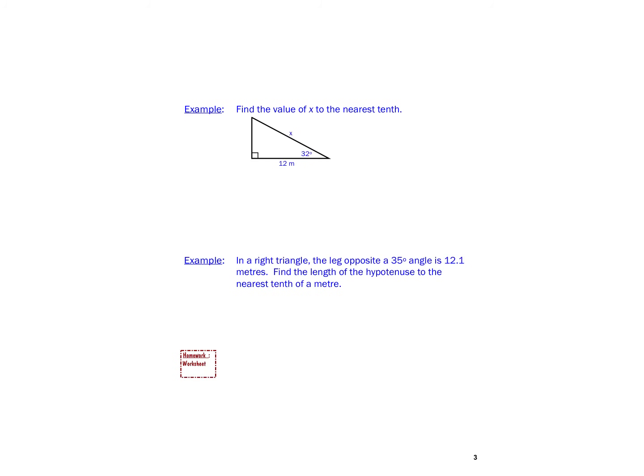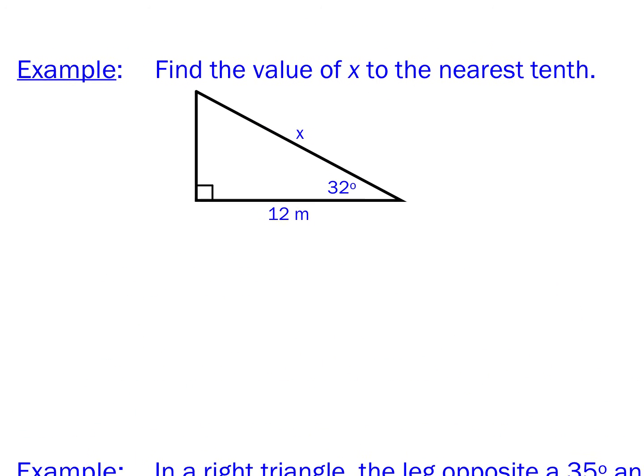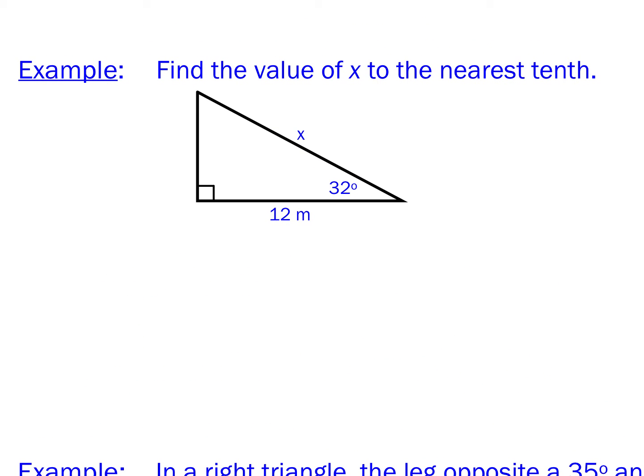Now we're going to move on and do another couple examples. Here's the next one. Same idea. Where's our sides? Let's label them. So X in this case is across from the 90-degree angle. It is the hypotenuse. And 12 meters, the other side in this triangle, is not across from the known angle, so it's not the opposite. So it's got to be the adjacent. So in this question, we are using the adjacent and the hypotenuse.